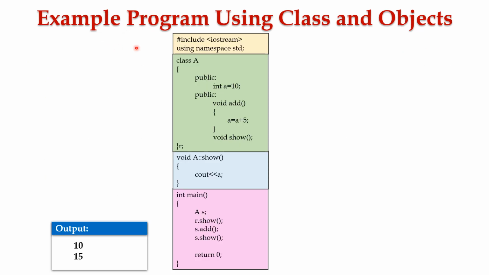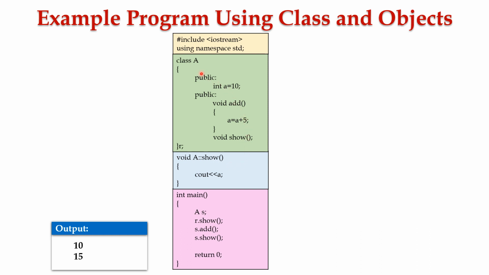Now let's have an example program using class and objects. We all know that #include represents the preprocessor statement and iostream represents the header file. Using namespace std provides the scope to the identifiers which are all used inside the program.